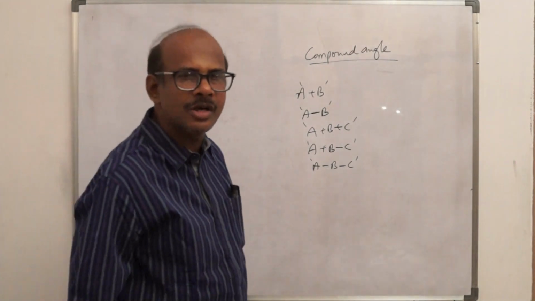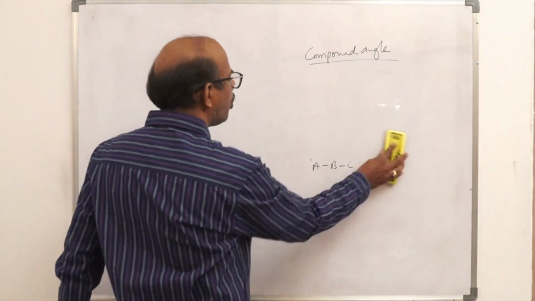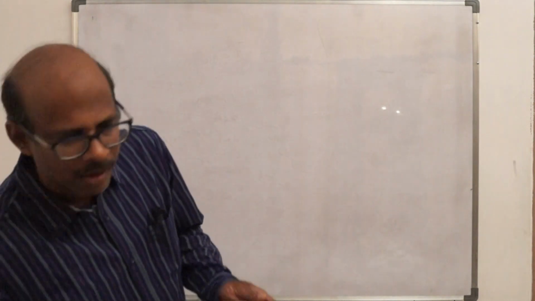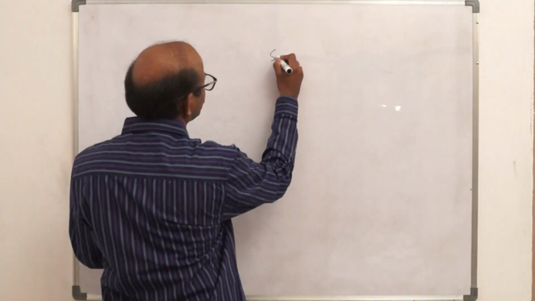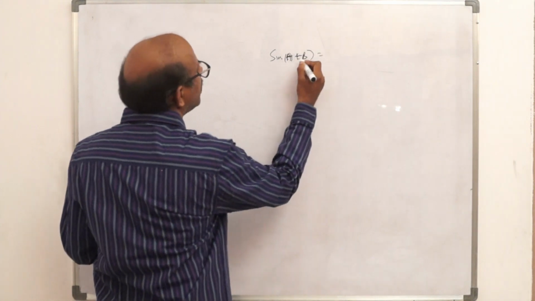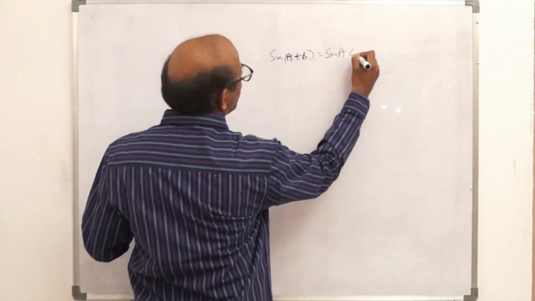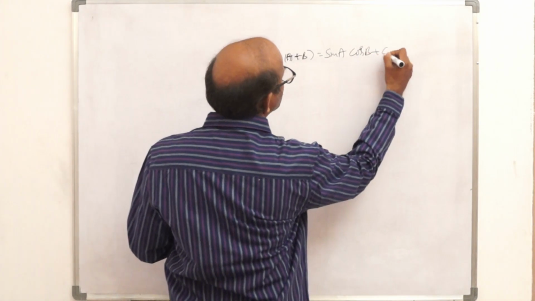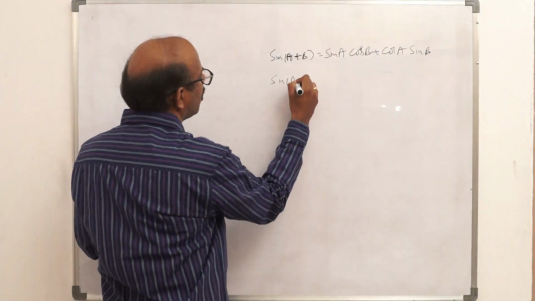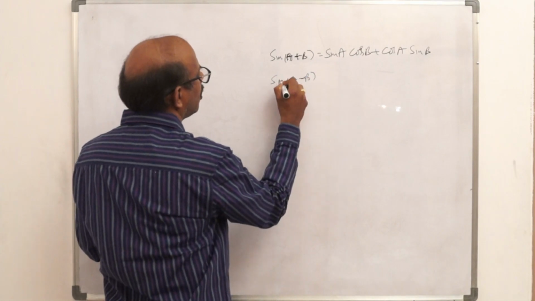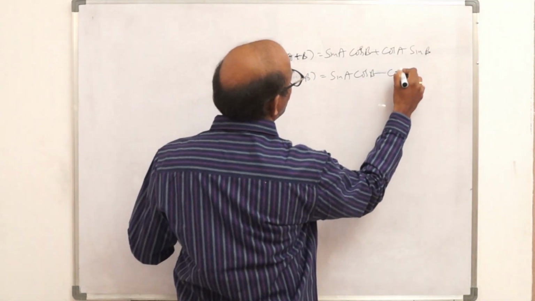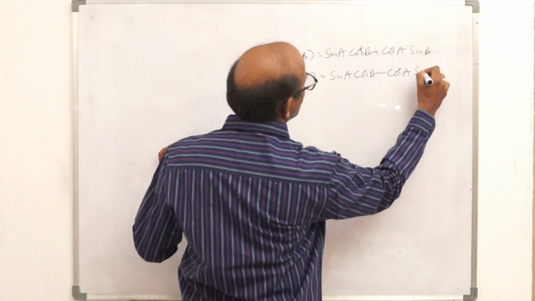Now I am going to discuss the compound angle kit. What is the meaning of kit? Kit means direct formulas. Suppose sin of A plus B, a compound angle formula: sin A cos B plus cos A sin B. Sin of A minus B: sin A cos B minus cos A sin B.